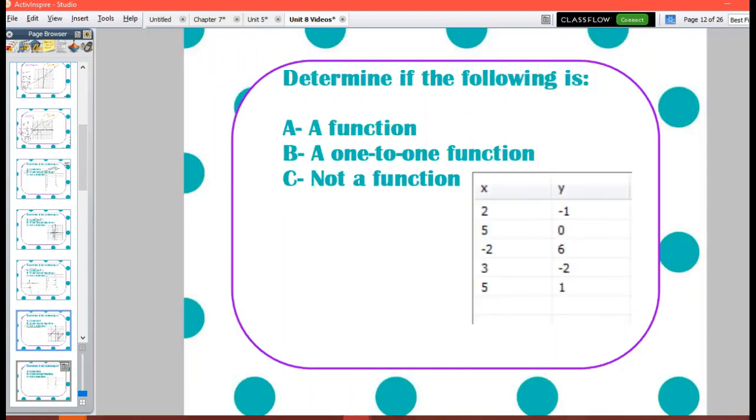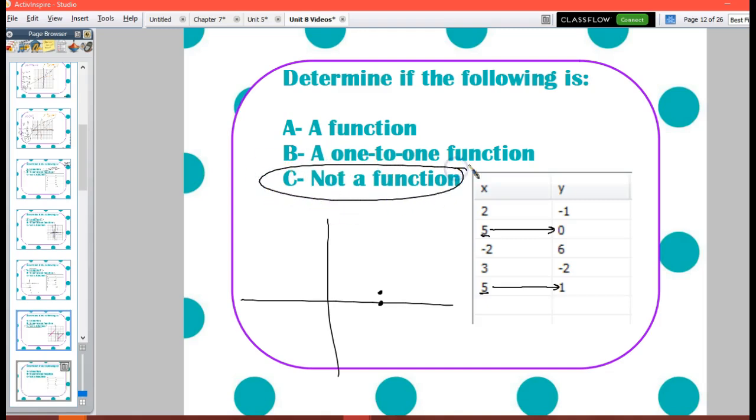Here we have a table. Now, I tricked you here. We've got two x values repeating. So that's where you want to be careful to check the function. This 5 is going to 0, and this 5 is going to 1. So if you were going to plot that, you'd have a point at 5, 0, and at 5, 1. You can tell it's violating that vertical line test. Since an x value is being mapped to two different y values, it is not going to be a function.